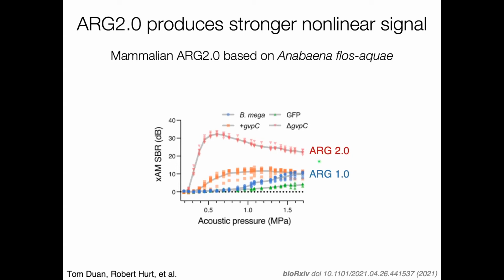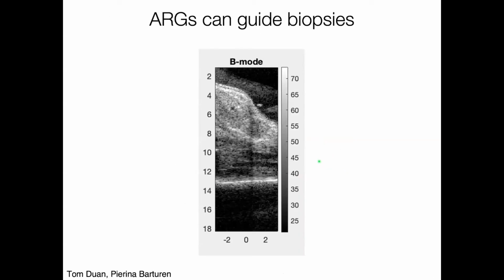Okay, so now we have these reporter genes that are brighter, and I just want to show you what kind of performance we can get with them. This is an example that I like, because one of the things people use ultrasound for, both clinically and preclinically, is to guide procedures. So people will do ultrasound guided biopsies where they're using it to image the tissue, and then they're going to stick a needle in. And so we asked whether we could do this in a genetically specific way.